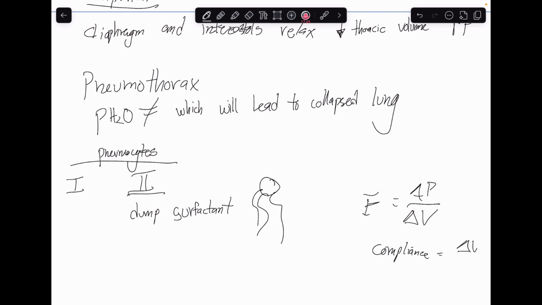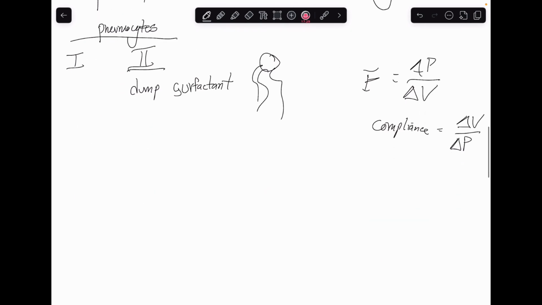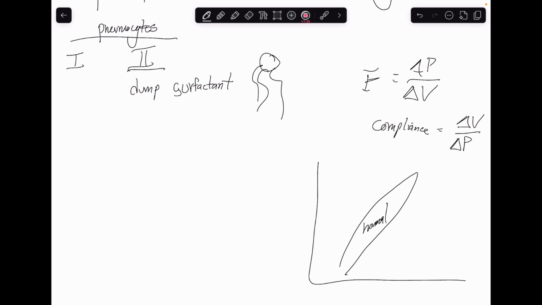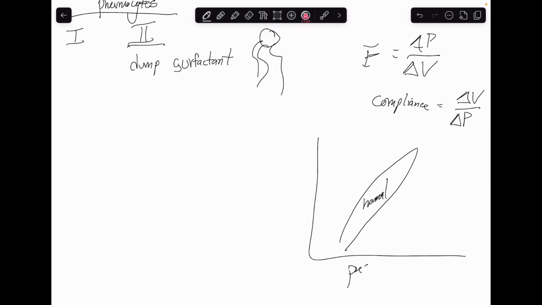So we're just going to draw a pressure-volume loop curve because I think it's important. So we'll call that normal. On our x-axis, we'll call it pressure. On our y-axis, we'll call it volume.